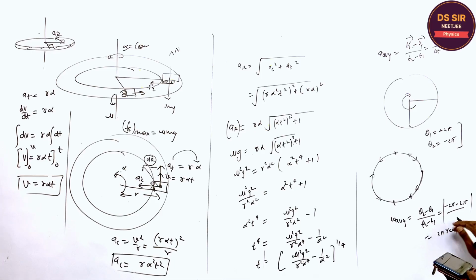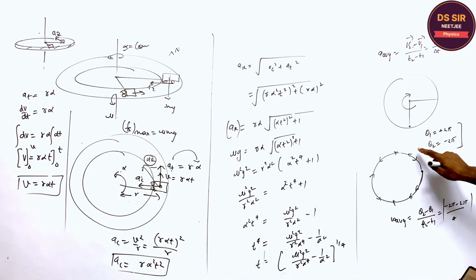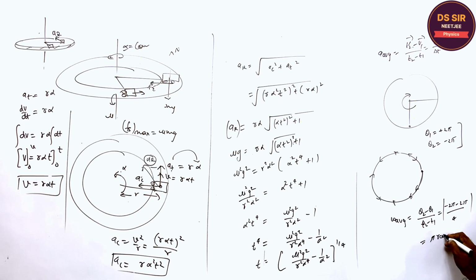So then it is 4 divided by 4, right? Because total time is 2 plus 2 is equal to 4. Then pi radian per second is the answer. Is it clear? This is the average angular velocity.